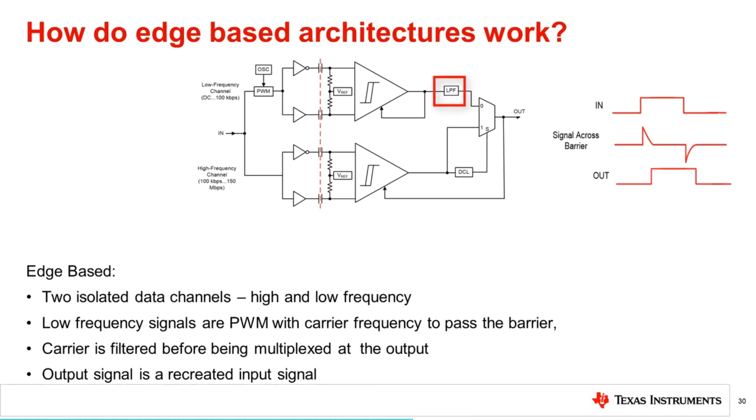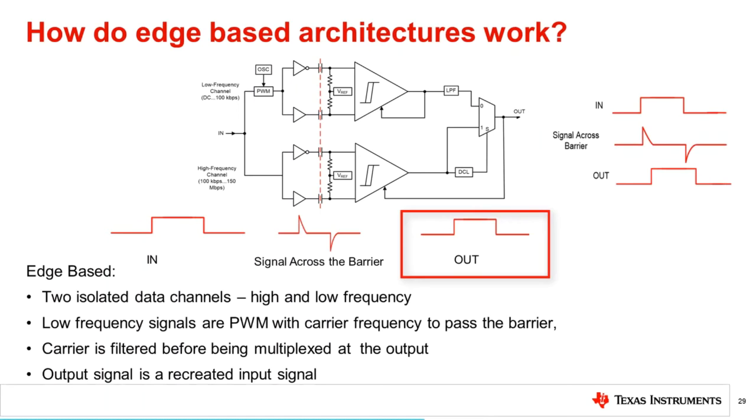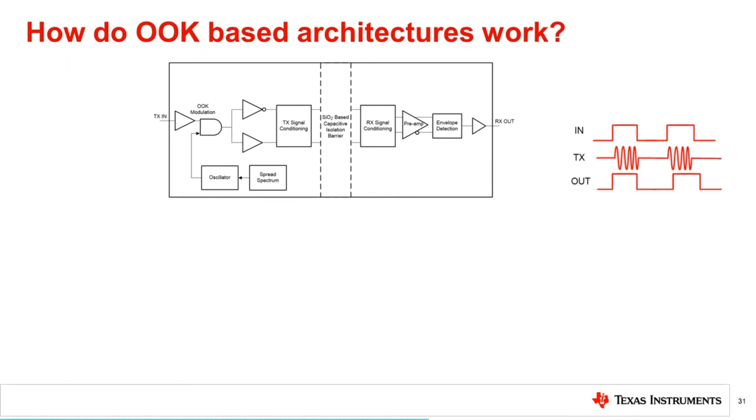The edge-based isolator is designed such that this oscillator frequency will not be reflected in the output spectrum. As the input is modulated, a low-pass filter is needed to remove the high-frequency carrier from the actual data before passing it on to the output multiplexer and to the output pins, thereby recreating an electrically isolated version of the digital input signal.